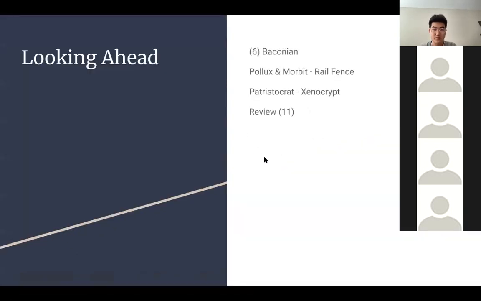All right, so this is just another look ahead. We have Baconian next week, so that's binary stuff. Pretty easy to understand. It's math, but it's simple math. It's like visual math rather than bashy. Pollux and Morbit are Morse code. Rail fence, I don't even know what to call that. It's just like rearranging letters. It's kind of like an anagram. Patristocrats and Xenocrypts, you guys know about.